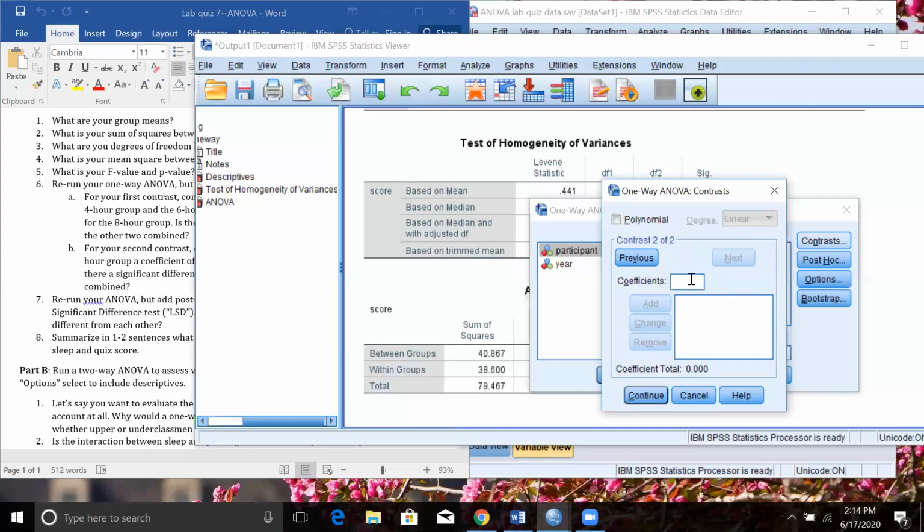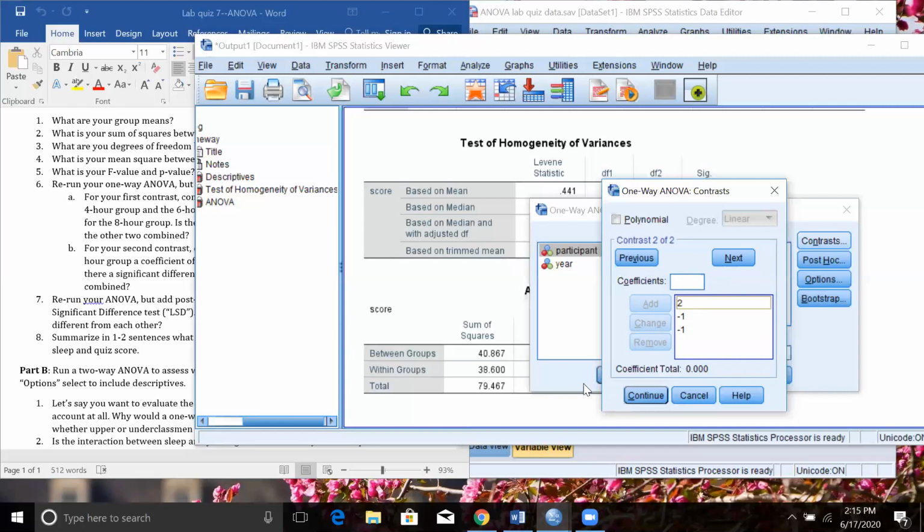Again, you enter the coefficients in the order in which the groups are coded. Since the 4-hour group is group 1, we're going to put that coefficient in first. Now that we're pooling the 6-hour group together with the 8-hour group, we're going to give the 6-hour group, which is the second group, a -1, and the 8 a -1 as well. So that's your second contrast.